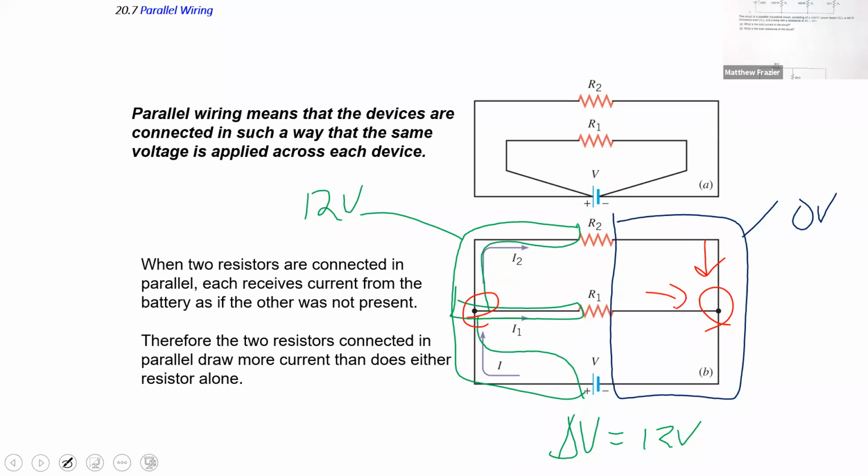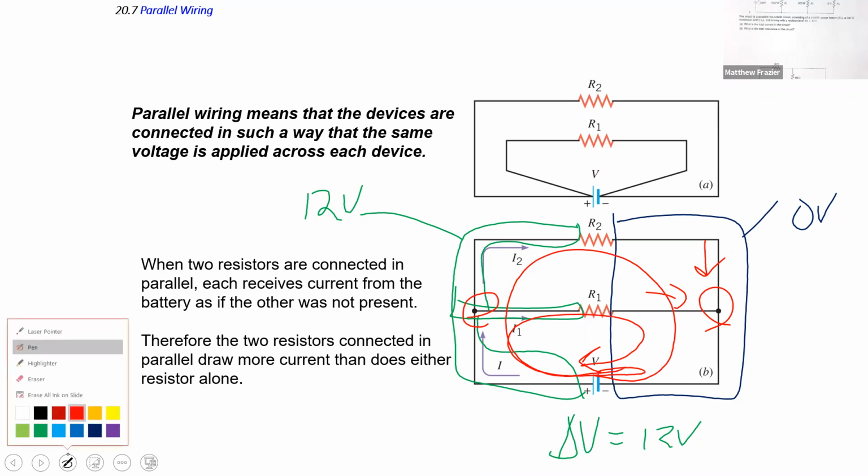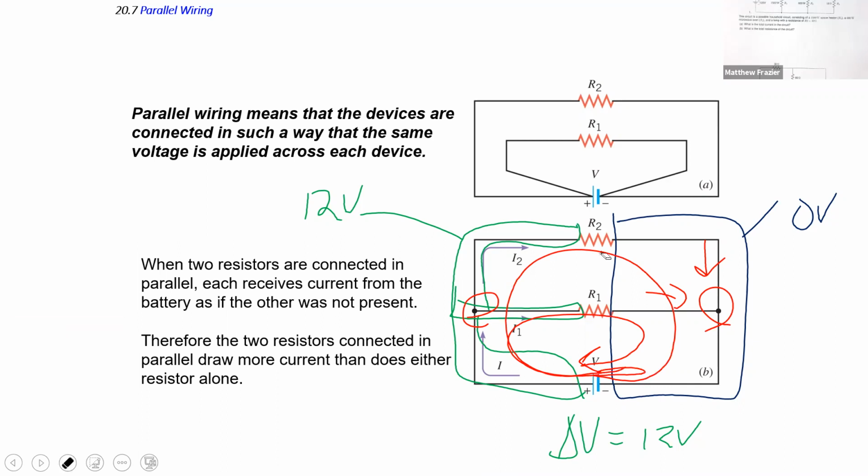All right, and that's going to be important later on. We're going to set up some rules. What happens at branches, what happens on loops. But the idea is that this is effectively two circuits. There's the battery and one resistor, right? This loop, let's say, and then there's another loop. And I realize I'm drawing an awful lot of stuff here that's extra.